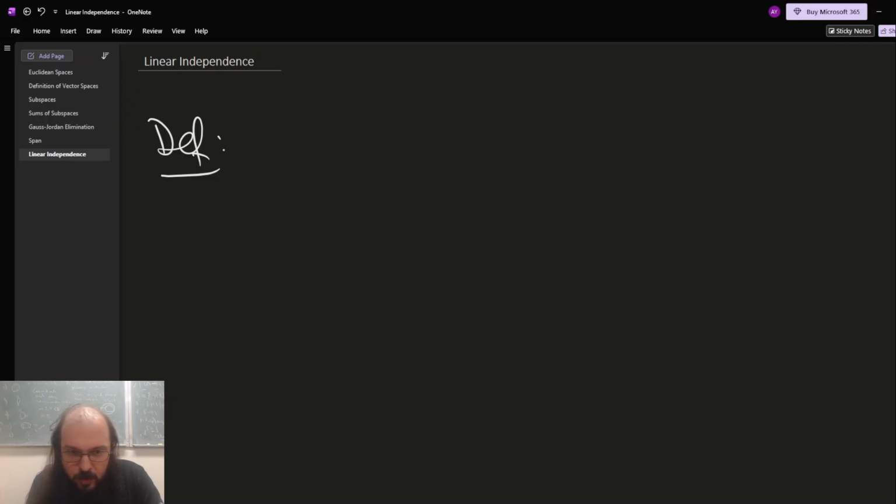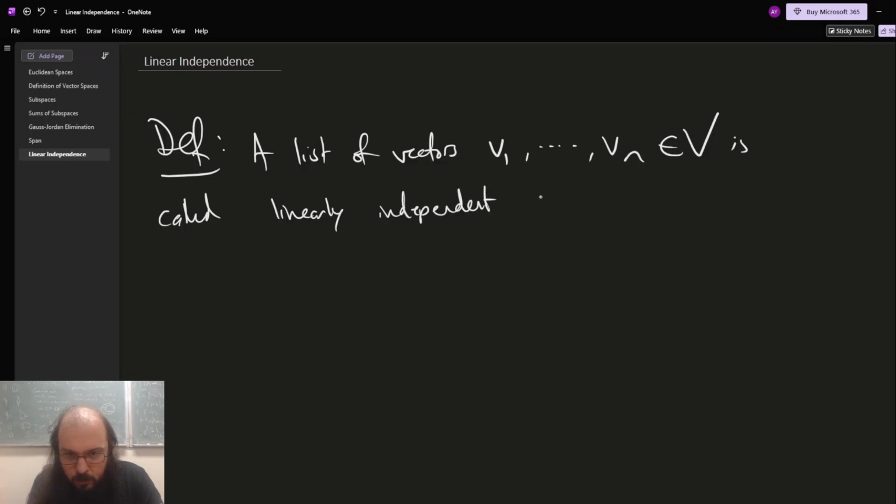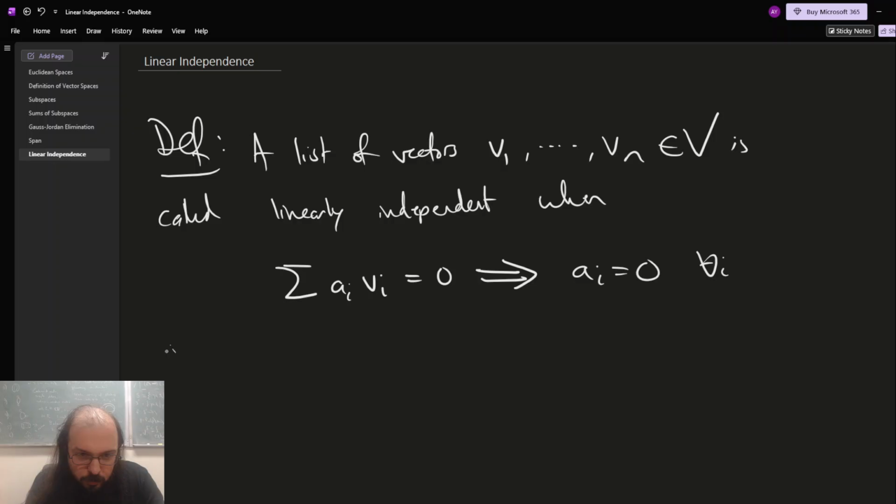So for the setup, we say a list of vectors v1 through vn in vector space V is called linearly independent when any sum aivi equals 0 implies that all the ai are 0. Oh, and also the empty set is linearly independent vacuously.